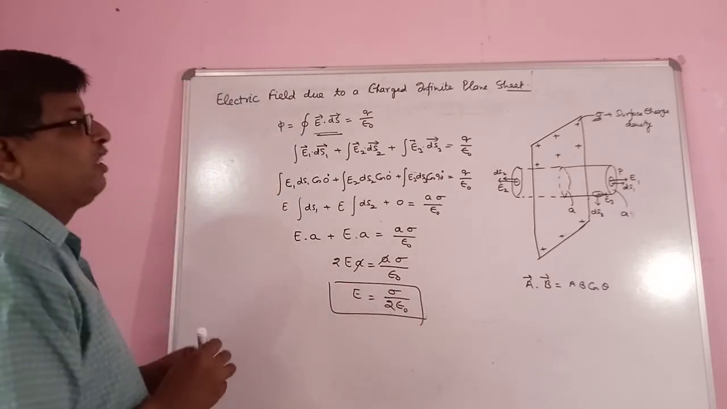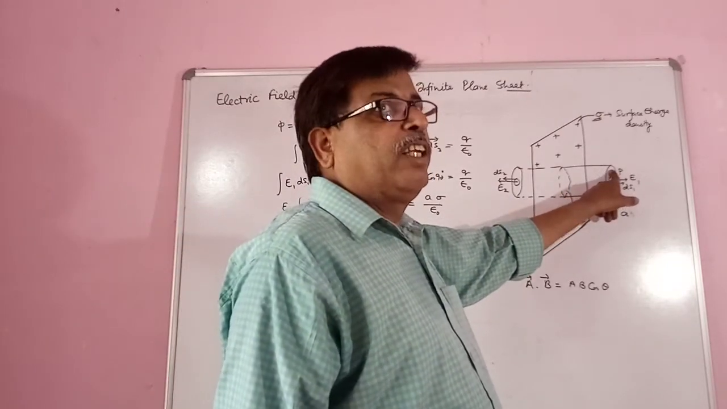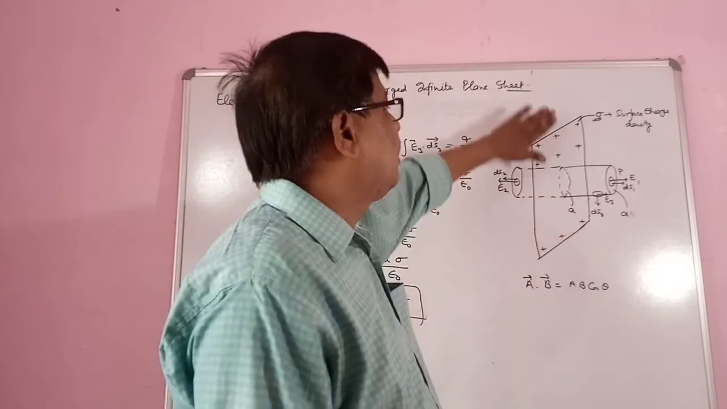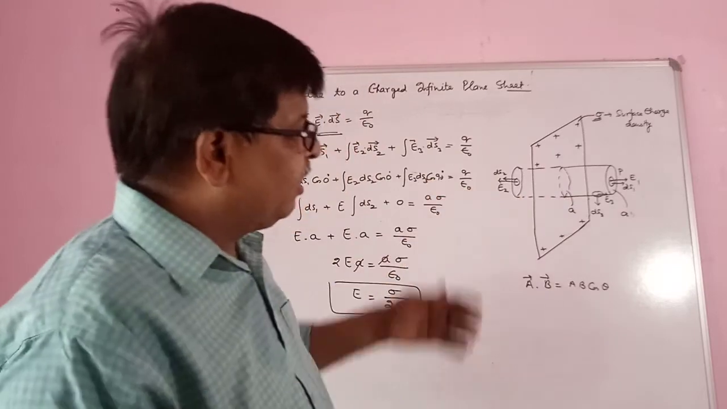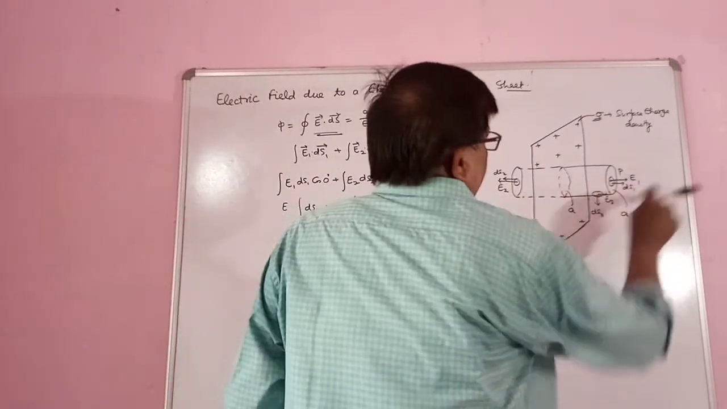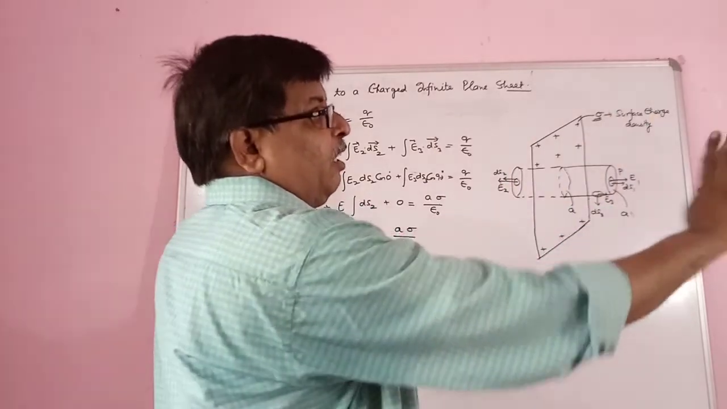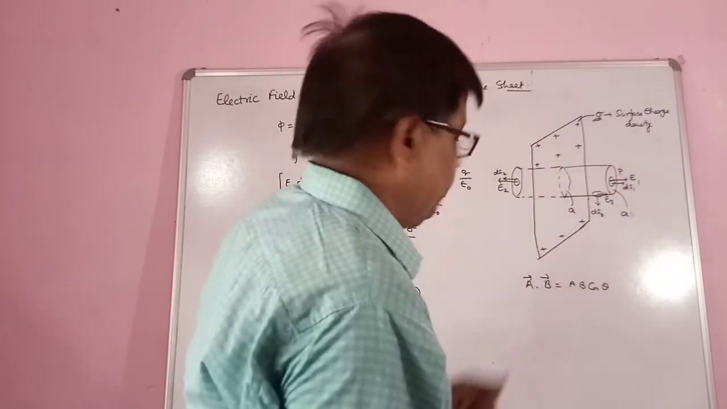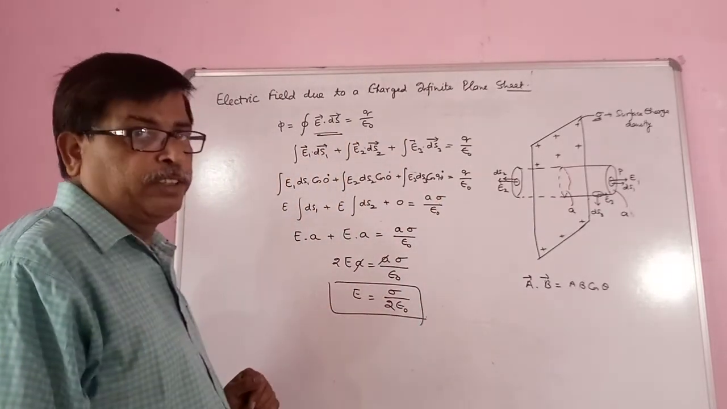This is the magnitude of electric field at point P due to this plane charge sheet. Direction is always radially outward, or you can say normal to the surface of this sheet. So this is sigma upon 2 epsilon naught.